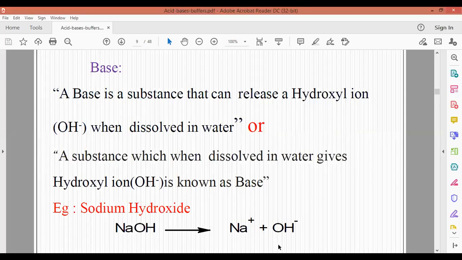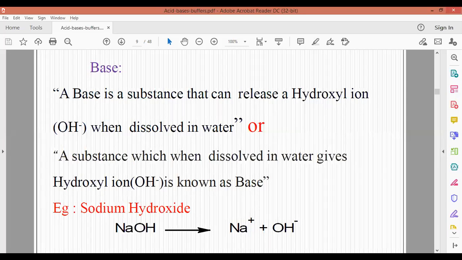See, NaOH, for example sodium hydroxide. When you dissolve it in water, releasing of the hydroxyl ion. According to Arrhenius theory, this is the definition of the acid as well as the base. What is the definition of the acid according to Arrhenius theory? An acid is a substance that can release the H+ ion whenever dissolved in water. That is called an acid.